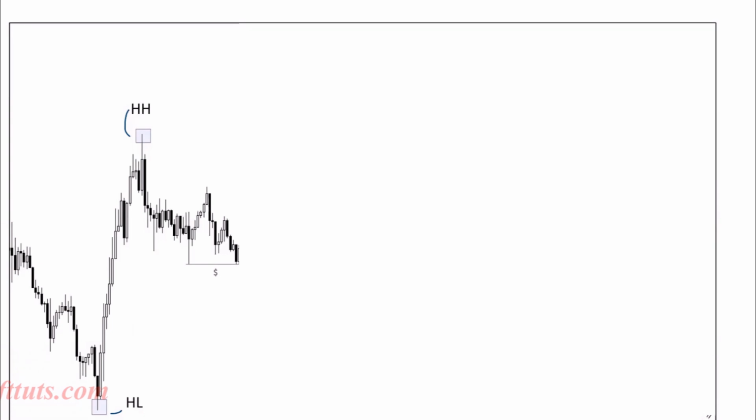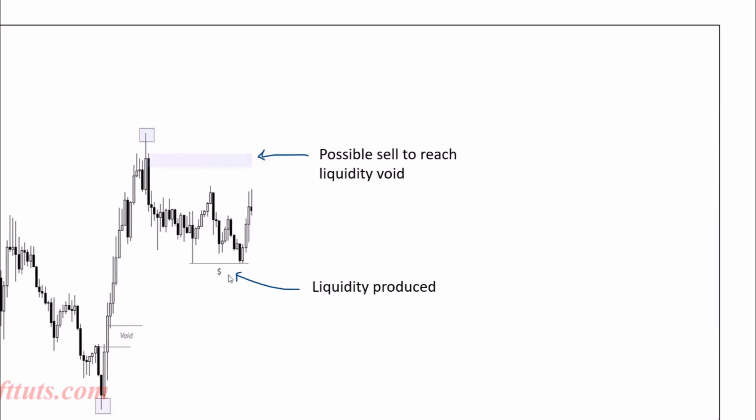But yeah, so first thing to understand right now is we had this low right here. Let's just say we were in an uptrend, so it was a higher low. Then we had this higher high break above the previous highs, and some liquidity was being formed right at the bottom right there where price was right now. Moving on. When we saw this break down below this low right here and that liquidity form, we had a possible sell to reach our liquidity void.